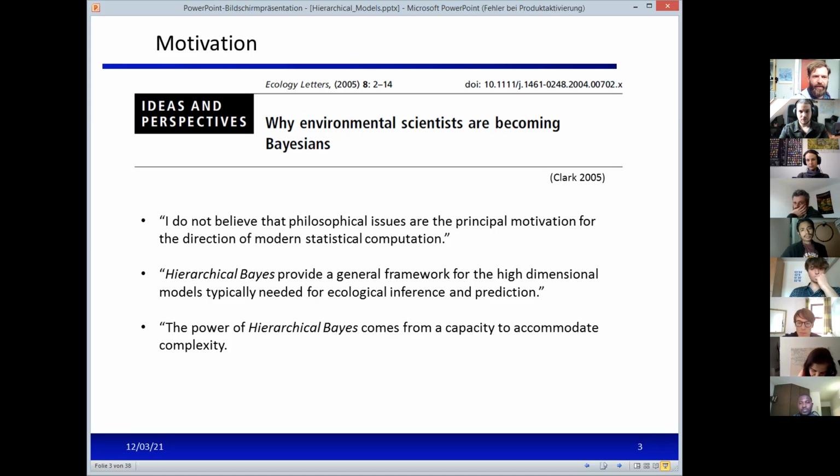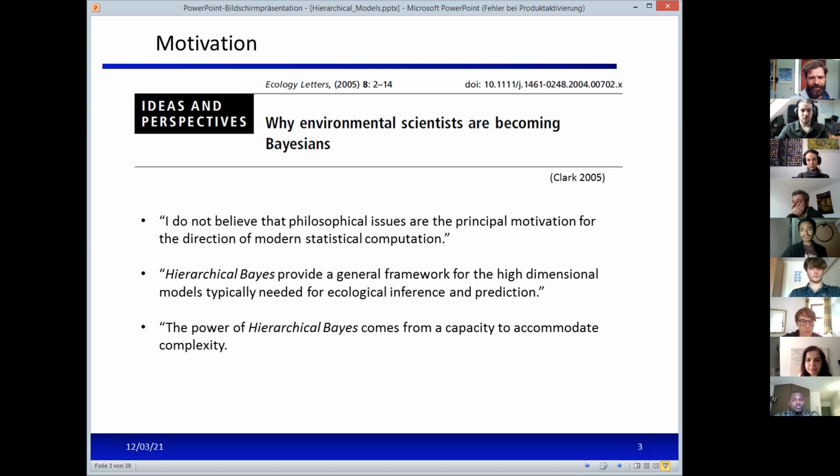But in this paper, Jim Clark makes specifically this point that the main feature of this hierarchical approach is that it provides a framework for more complex and higher dimensional models that are needed for statistical inference and prediction in ecology, and that the real power of hierarchical Bayes comes from this capacity to accommodate complexity.